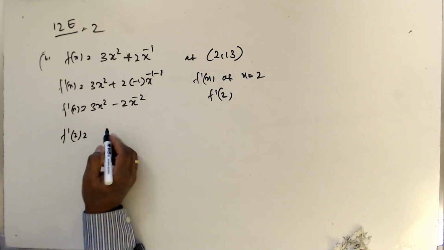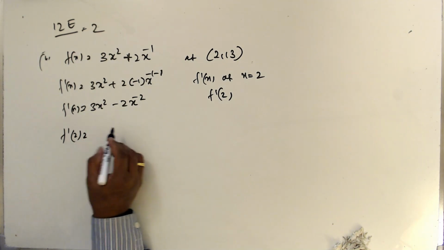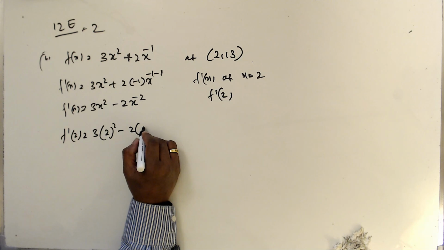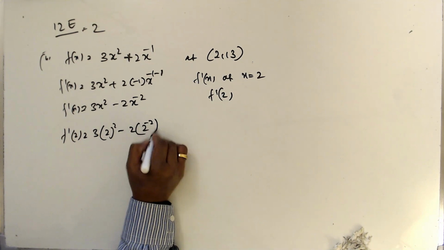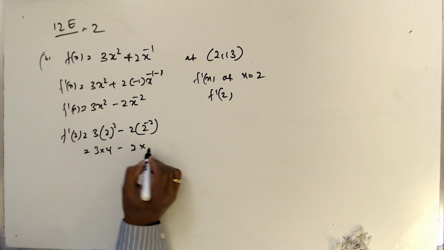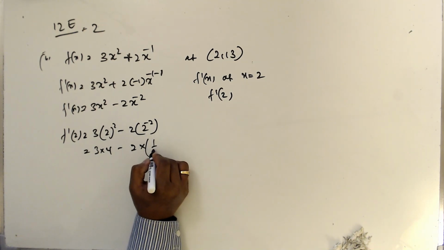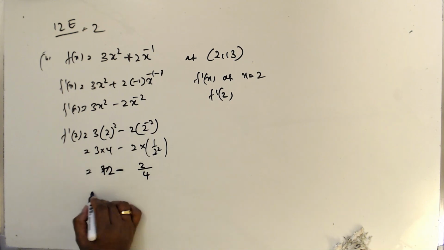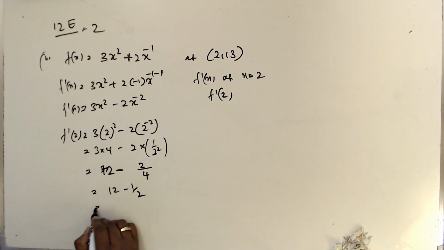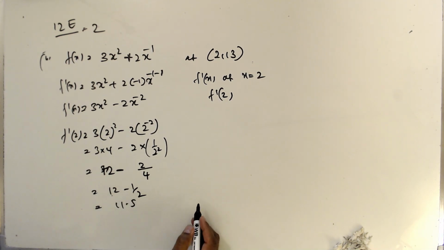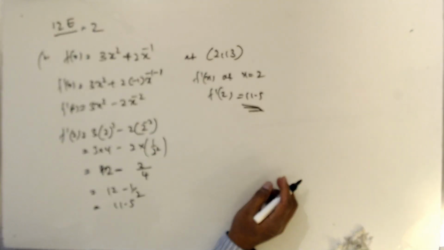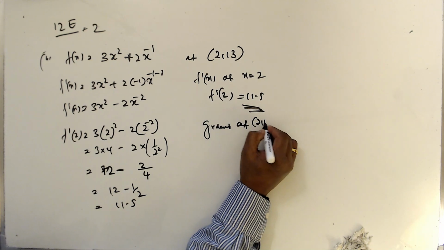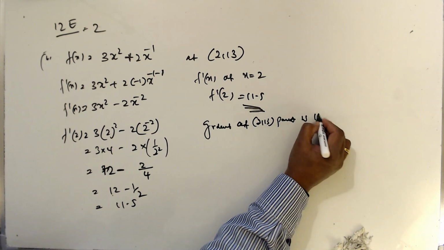Now f dash 2 we'll find. 3 times 2 square minus 2 times 2 to the minus 2. 3 times 4 minus 2 times 2 to the minus 2 means 1 over 2 square. This is 12 minus 2 over 4. It means 12 minus half. So this is 12. When you take half out, this is 11.5. So f dash 2 is 11.5. So gradient at this point is 11.5.